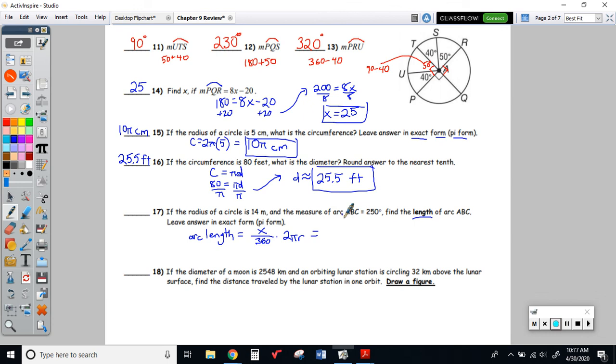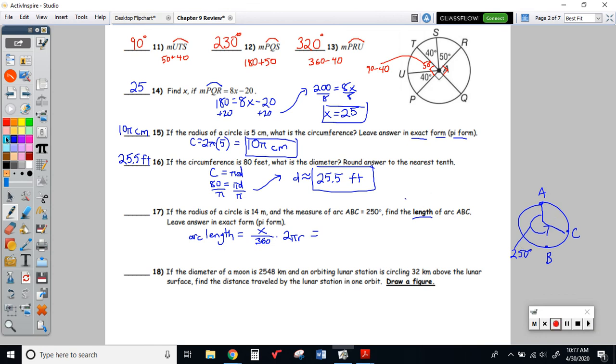But I'll show it this way here. So the measure of arc ABC, and just to give you a visual of maybe what this could look like, let's say this is A, let's say this is B, and this is C. So from here to here, it's 250 degrees. That would leave 110 for right here.